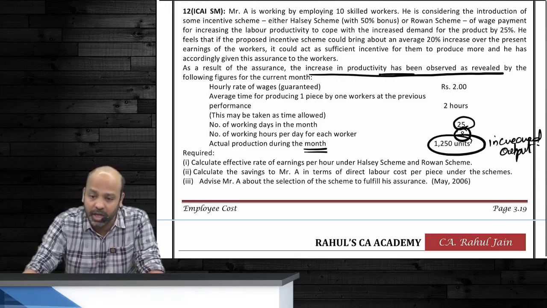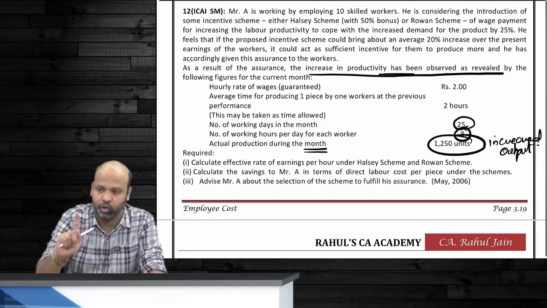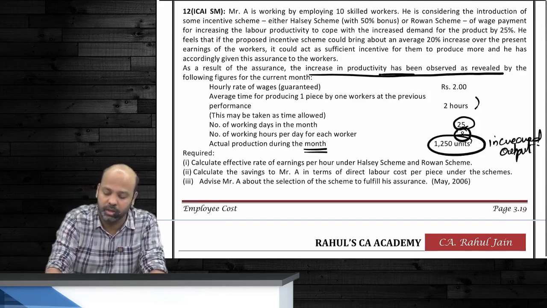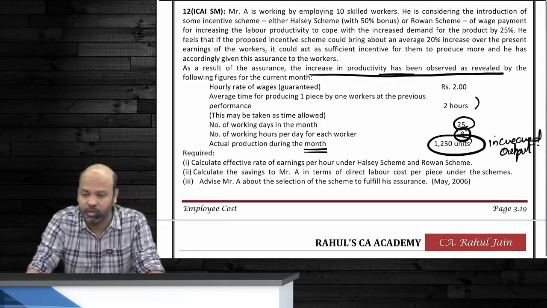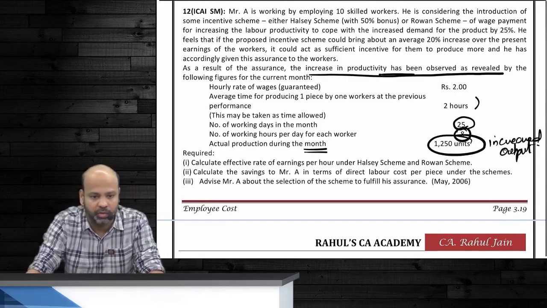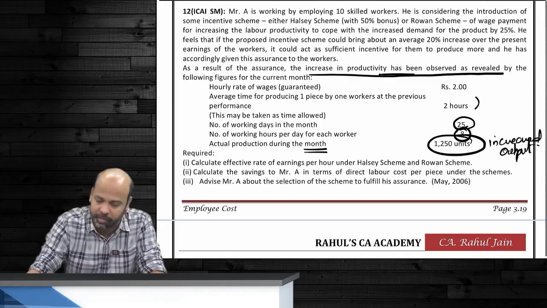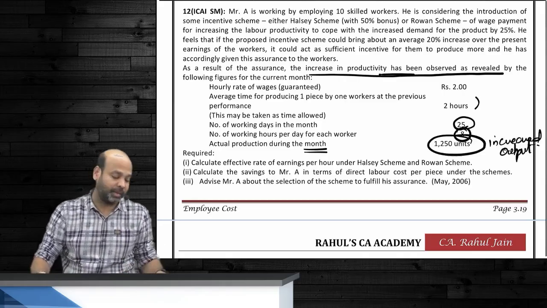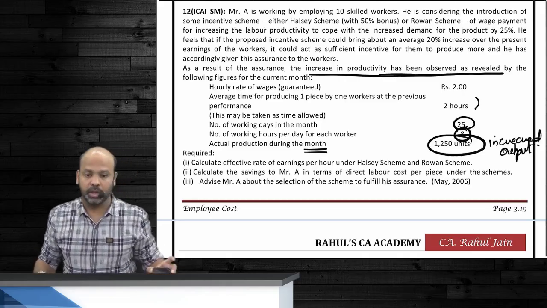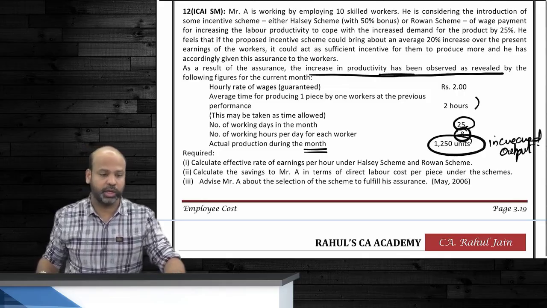2000 hours. In 2000 hours, Asad beta, how many units do you think they will manufacture if each unit is taking 2 hours at present? 1000. That's the existing output. 2000 hours divided by 2 hours per unit at present. They're manufacturing how many units?